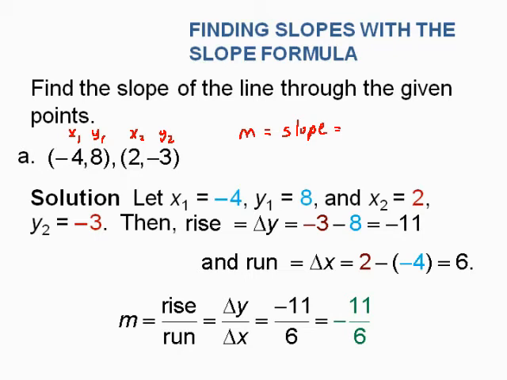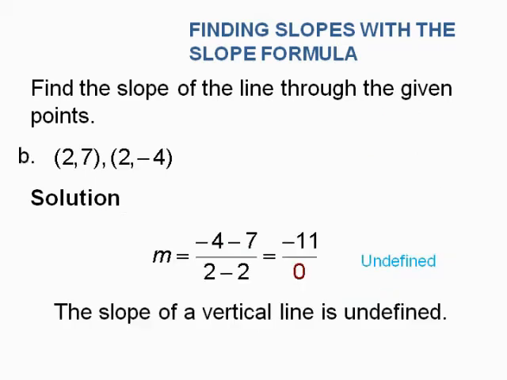All right, slope is going to be y2 minus y1. Oh, watch your signs here. I could see sign errors going crazy. Over x2 minus x1, 2 minus -4. So notice we get a -11.6 as our slope.